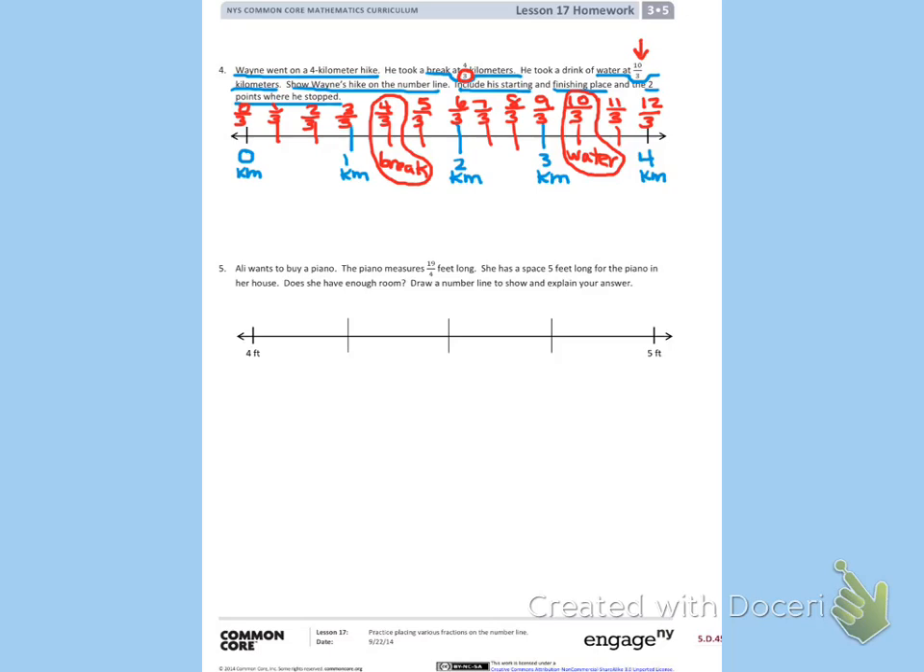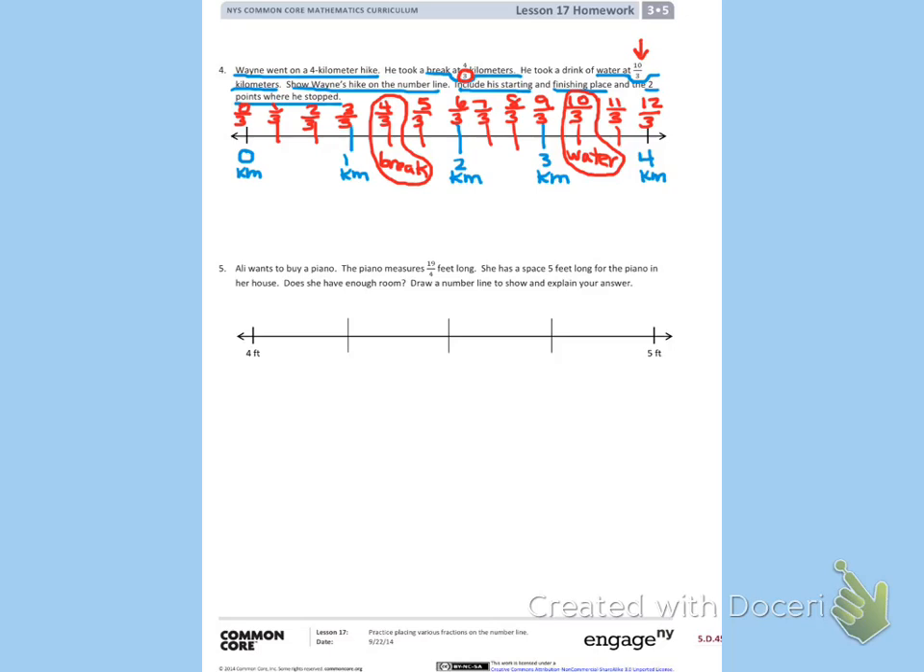Let's double check and make sure I haven't forgotten anything. I've made a number line that shows my 4-kilometer hike. I've shown where 4/3 kilometer is. That's where he took a break, and I've labeled it. I've shown where the 10/3 kilometers mark is. That's where he had water, and I've labeled that. I've included his starting and finishing place, and I've included where he stopped.